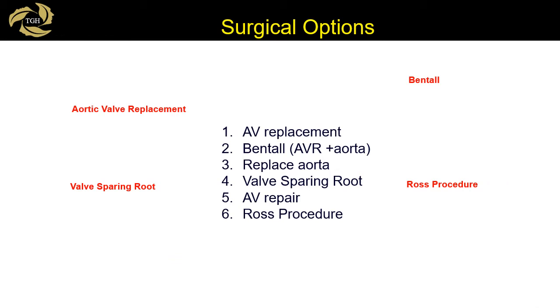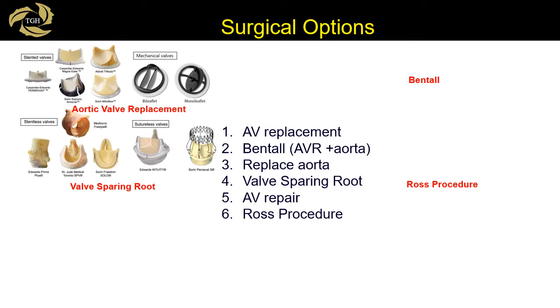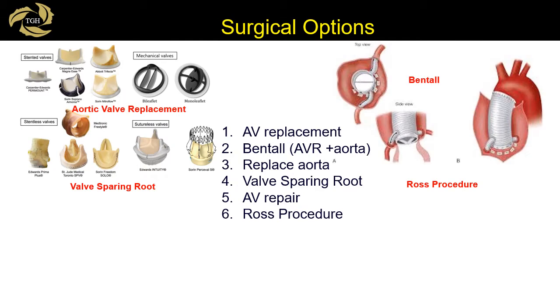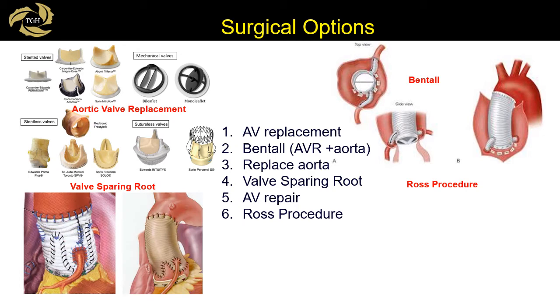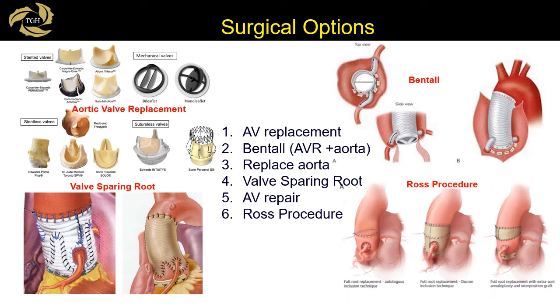What are the surgical options in aortic insufficiencies? This includes aortic valve replacement, Bentall procedure with replacement of the aortic valve and aorta, valve-sparing route with or without aortic valve repair, and the Ross procedure, which exchanges the native pulmonary valve into the aortic position and replaces the pulmonary valve with a homograft. For optimal results, the latter three options should be performed at a center of surgical excellence.